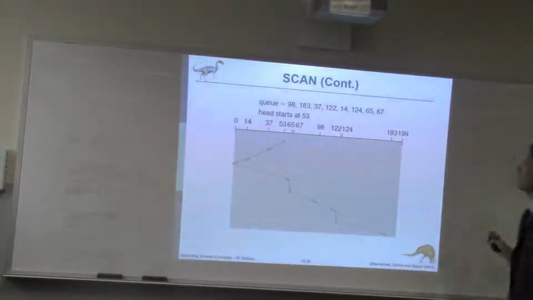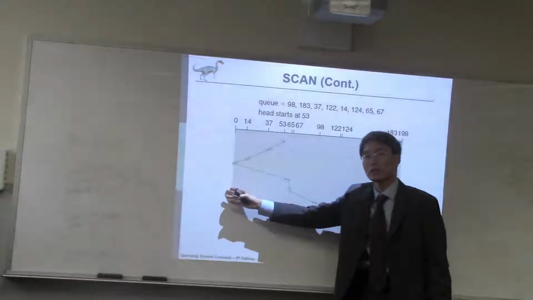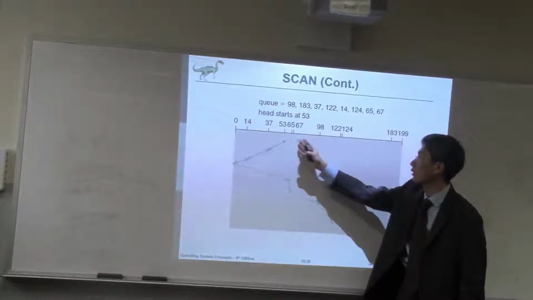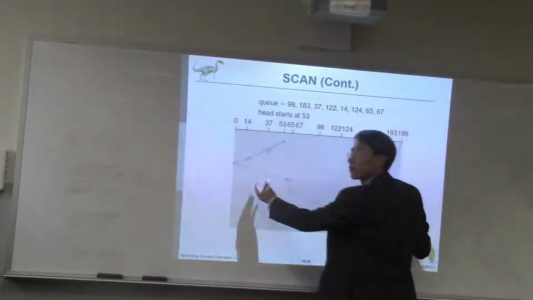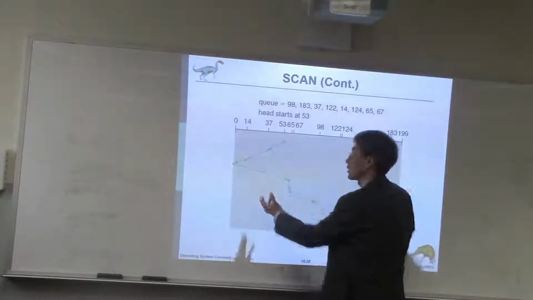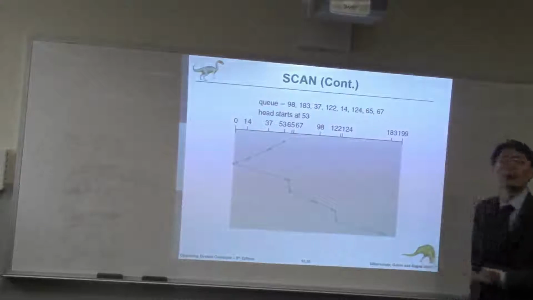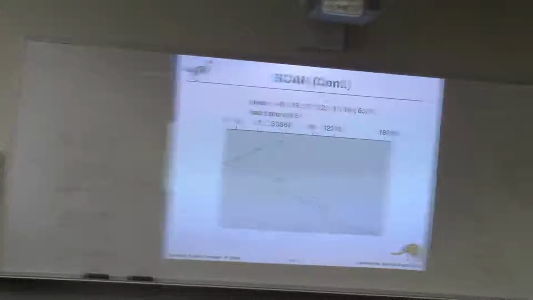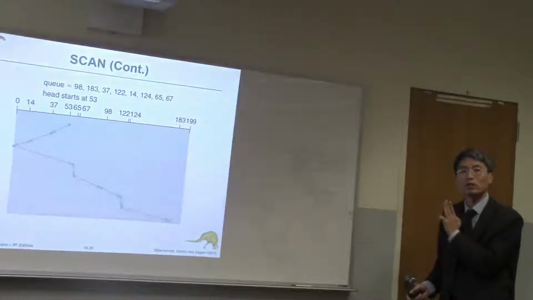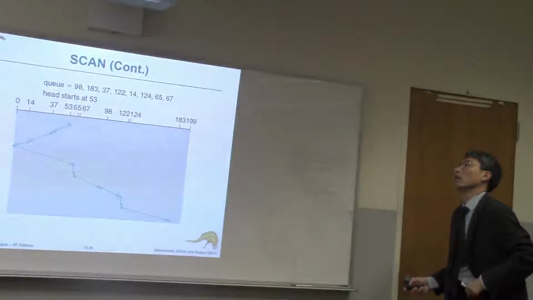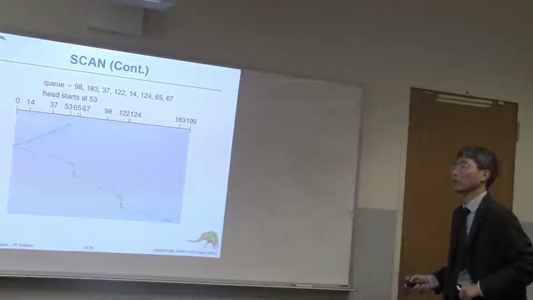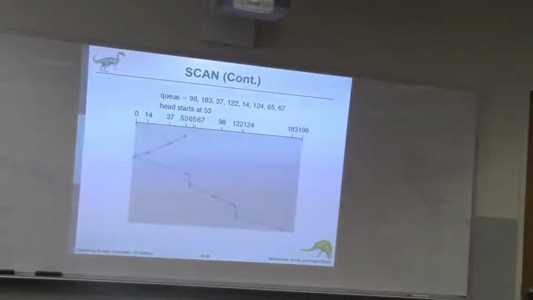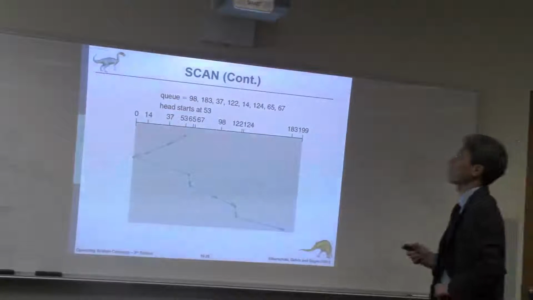Another problem, as we discussed last time, is that the middle part will get a higher chance, and the side part will get a lower chance. This kind of distribution, the normal distribution. So it's not actually a uniformly distributed possibility. So it's not uniform. That is a problem of the SCAN.